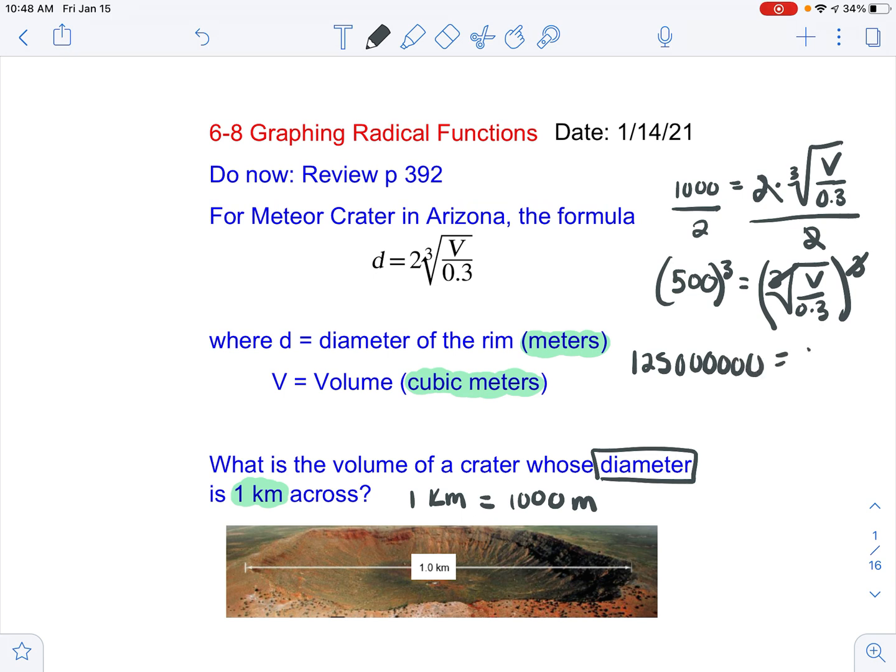Okay, and now what's left over? Well, we freed up the V over 0.3. And then we finish solving by multiplying by 0.3 on both sides. So we get 37,500,000 is equal to my volume. And if we were to actually put a unit on that, that would be cubic meters. So 37,500,000 cubic meters would be the volume if I had a crater that was 1,000 meters across.